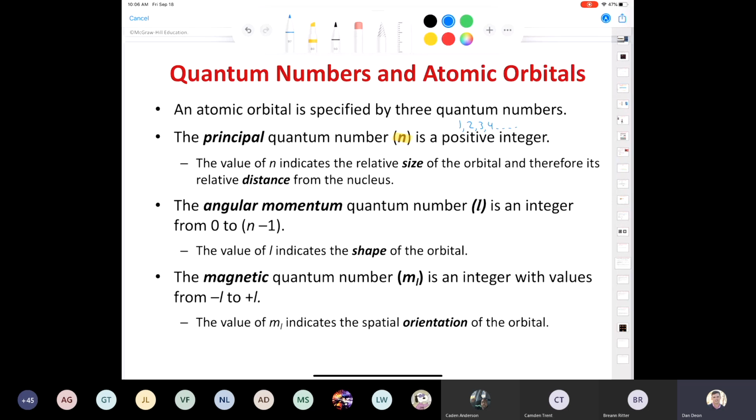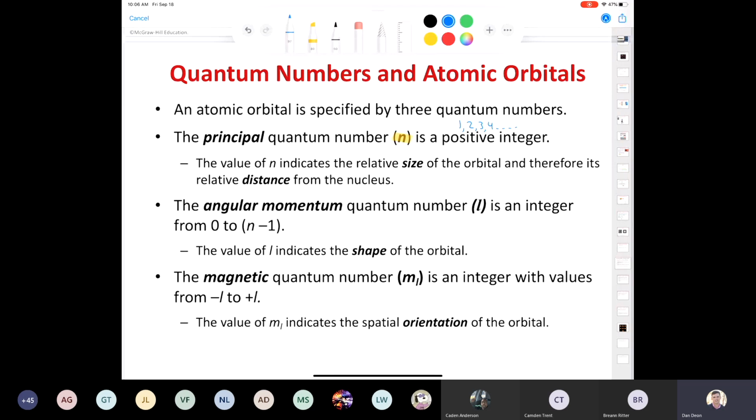It says here the value of n. What does the principal quantum number mean? It indicates the relative size of the orbital, and therefore its relative distance from the nucleus. So as we go from n equal to 1 to 2 to 3 to 4, we're getting bigger and bigger orbitals. The size is getting bigger and bigger, and therefore the orbitals are getting farther and farther away from the nucleus. So that's the first one.